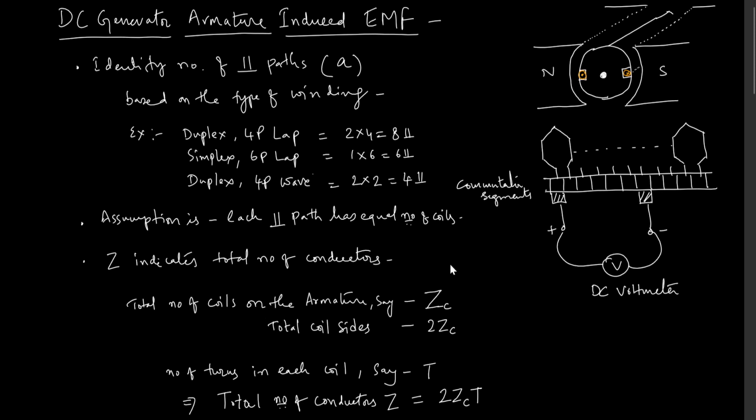There are two important problems that arise due to commutation. So we will talk about the armature reaction and also the L dI by dt voltage. Okay, let us begin with today's lecture, that is DC armature induced EMF.